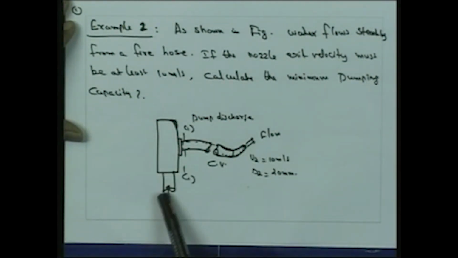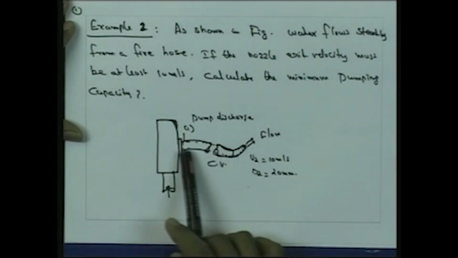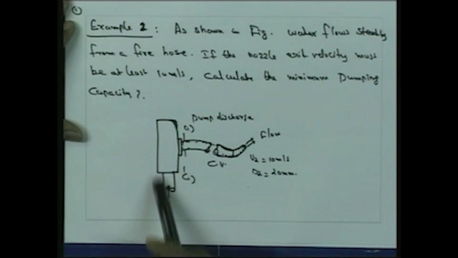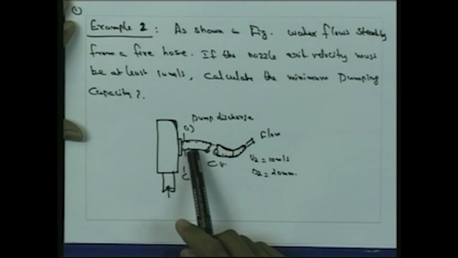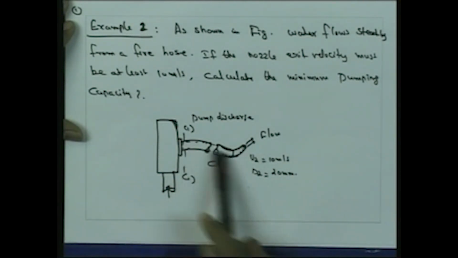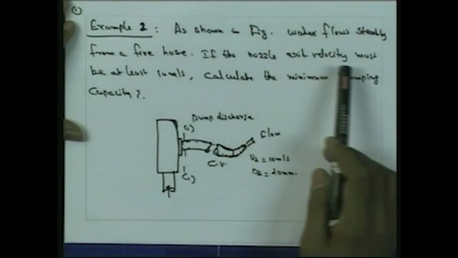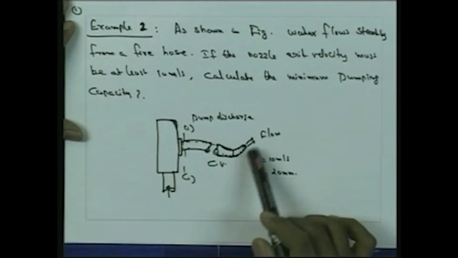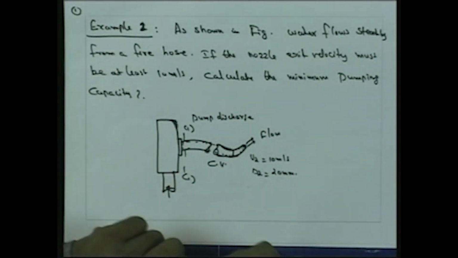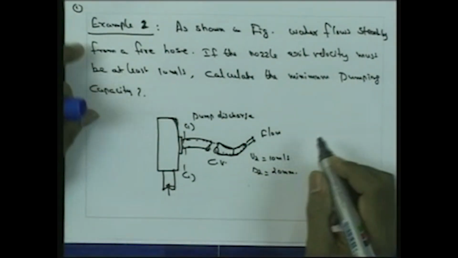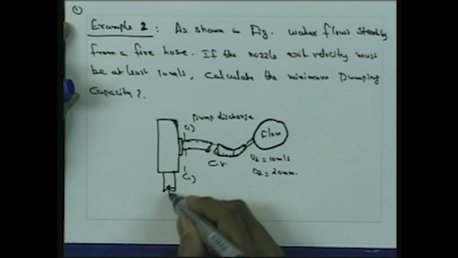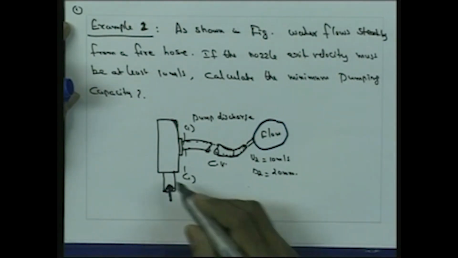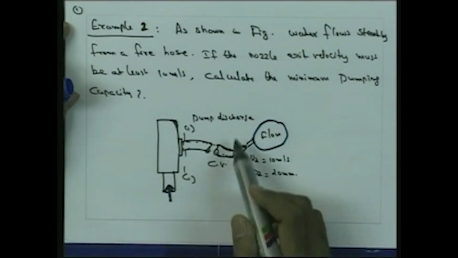So here there is a pipe through which a fire hose is connected. There is a constant supply to the fire hose, and through this pipe system connected with the fire hose, we are taking water for various purposes. If the nozzle exit velocity must be at least 10 meter per second, so here the exit velocity is 10 meter per second, we want to determine the minimum pumping capacity for this simple system. Here this is the direction of the flow.